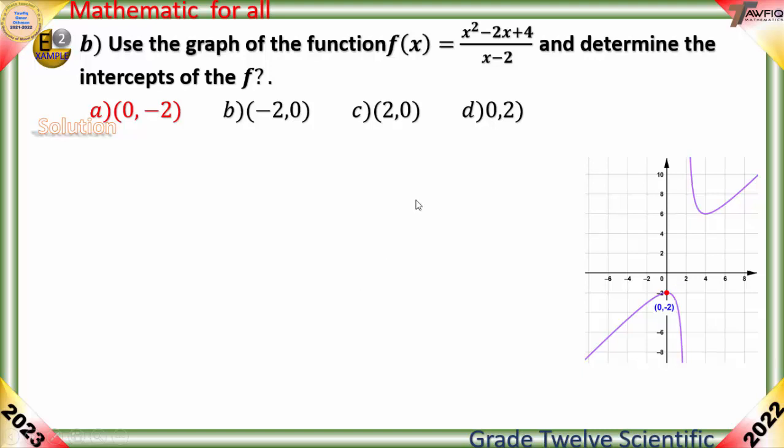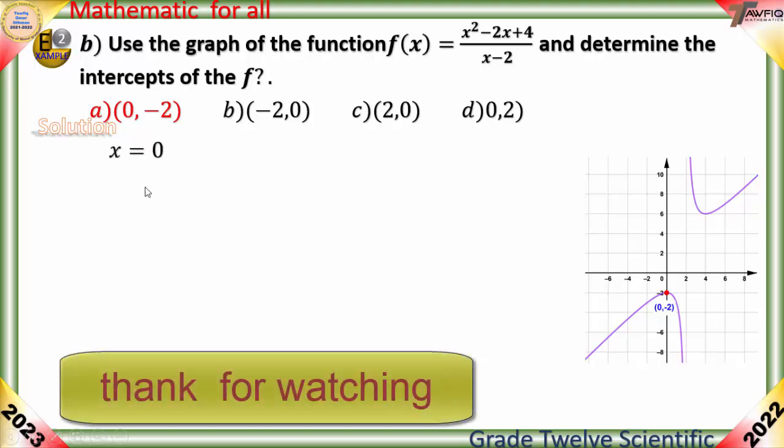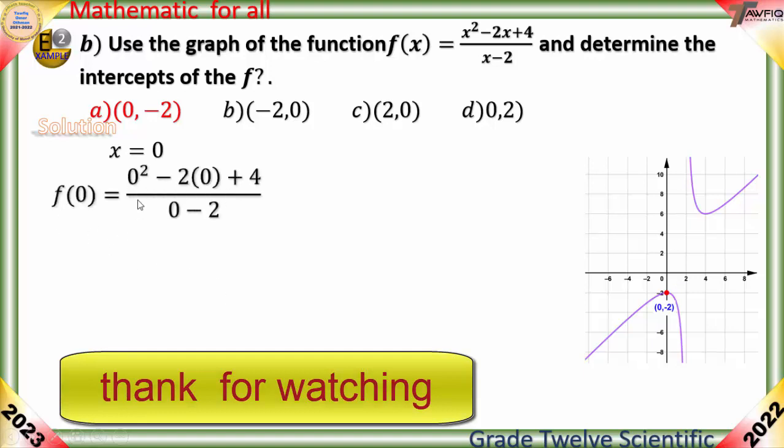But to find the intercept using the equation of this function, first of all, let x be equal to 0 and find y. F of 0 is 0 squared minus 2 times 0 plus 4 over 0 minus 2. It becomes minus 2 because here remains only 4 and here minus 2. 4 divided by minus 2 is minus 2. That means (0, minus 2) is a vertical intercept.